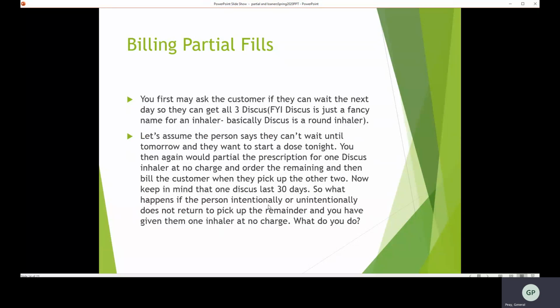So now keep in mind that one disc lasts 30 days. So what happens if the person intentionally or unintentionally does not return to pick up the remainder, and you had given them an inhaler at no charge? Remember, if you partial an Advair disc, it lasts 30 days and they're pretty pricey, but you can't charge them for a partial. So what do you do?